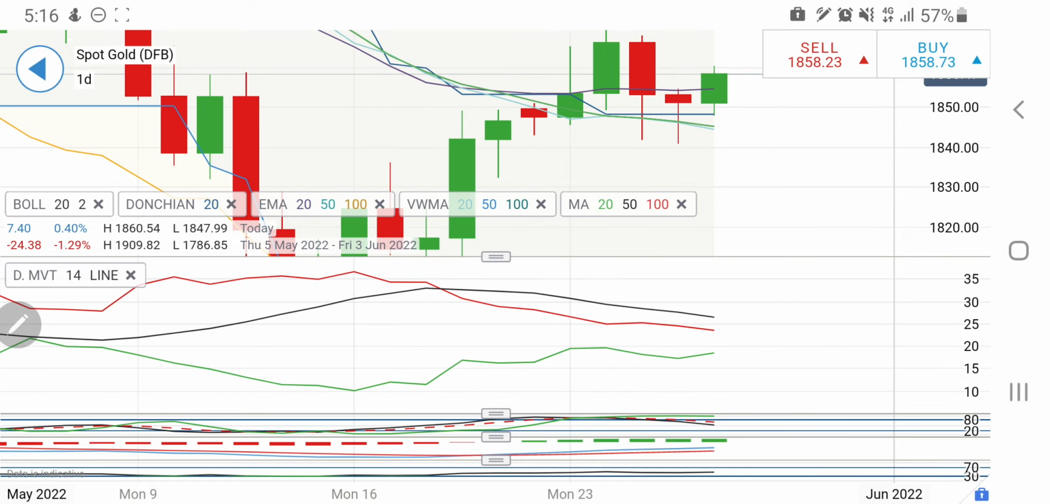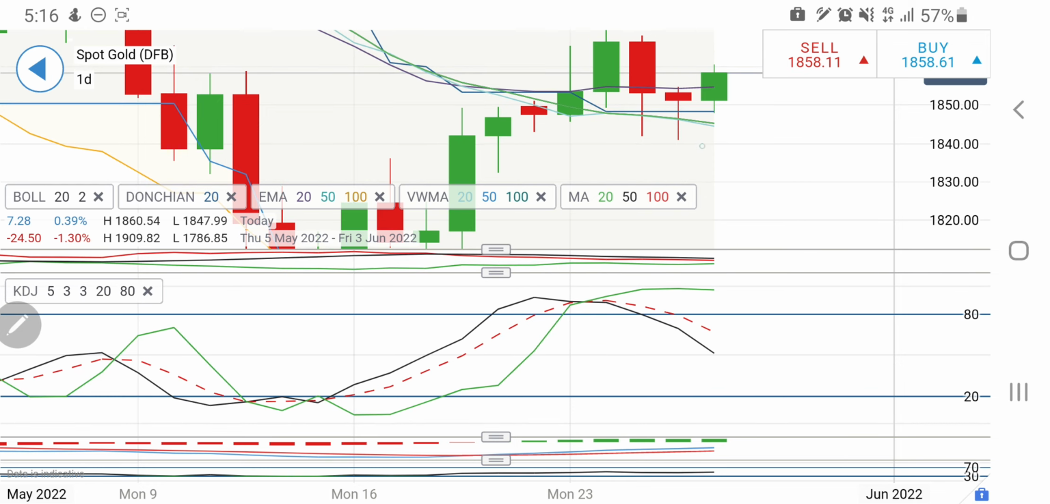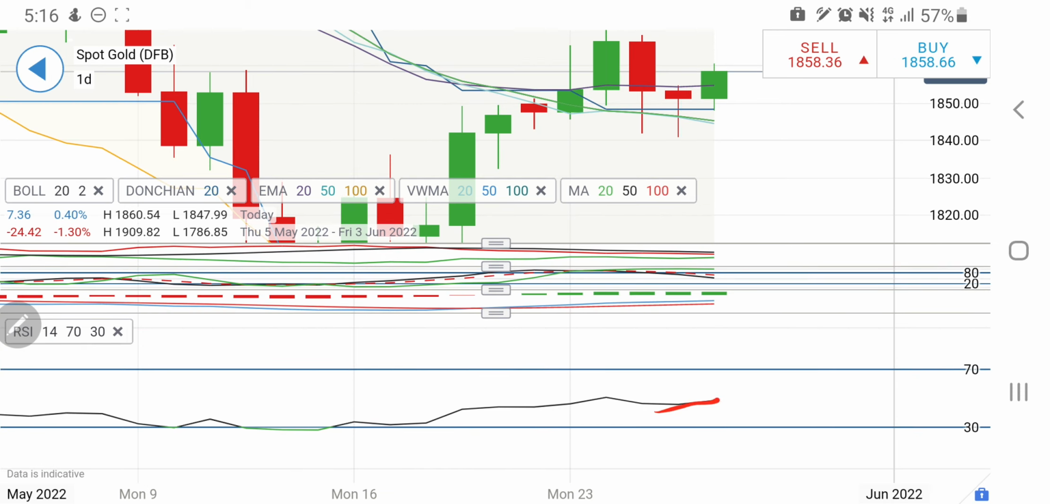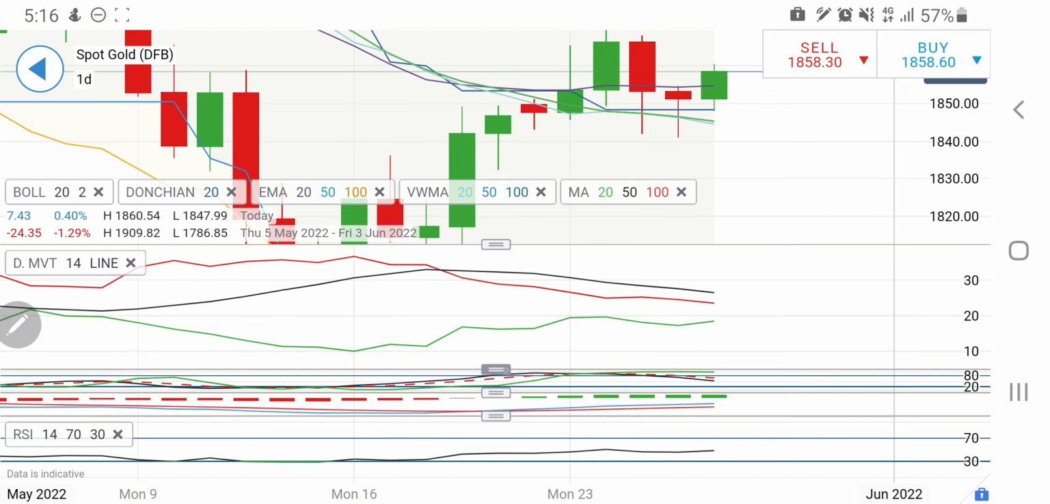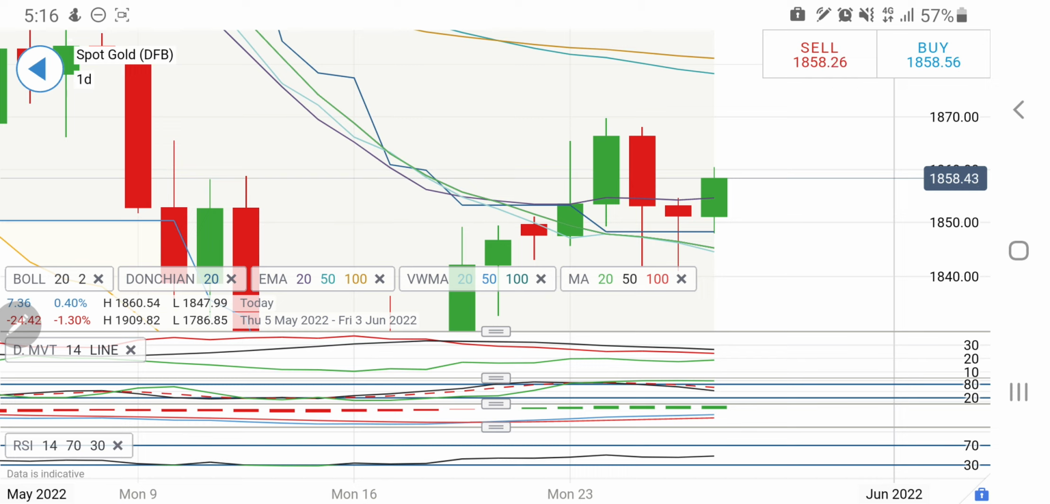Now the directional movement is bearish, trying to convert. The stochastic is still looking downwards, and the MACD is widely divergent and still bullish here on the daily charts. The RSI is slightly sloping upwards. Considering this, as you have already seen, I will recommend you to go long at 1862.